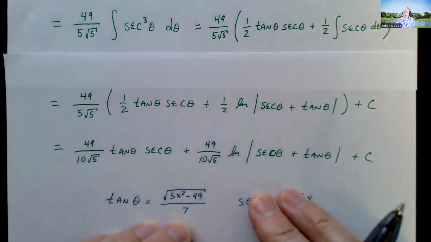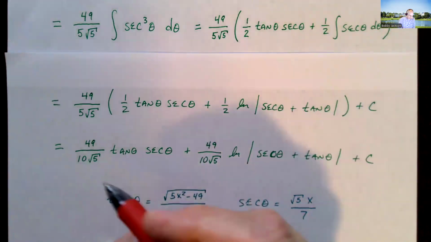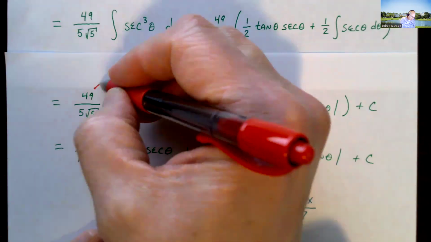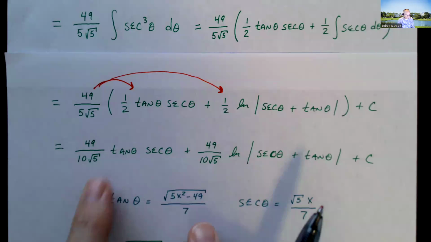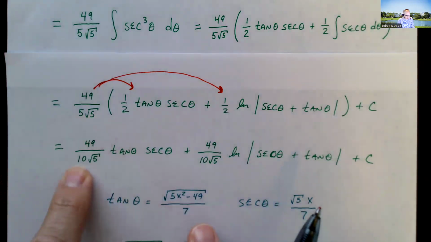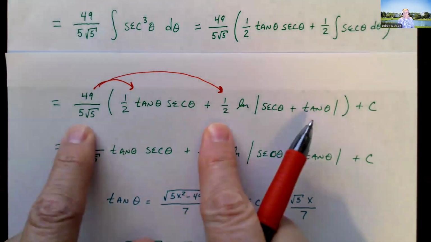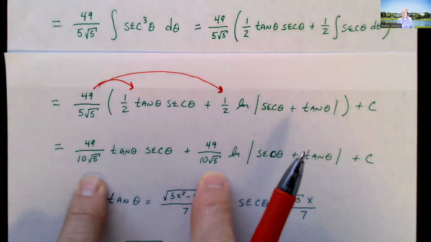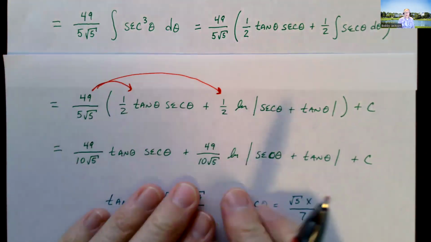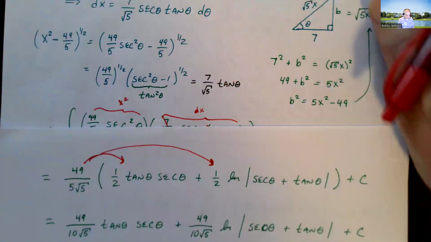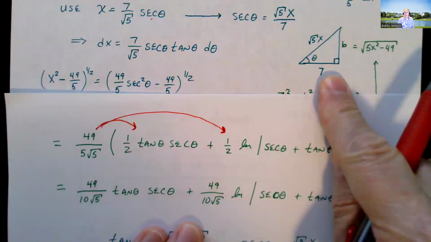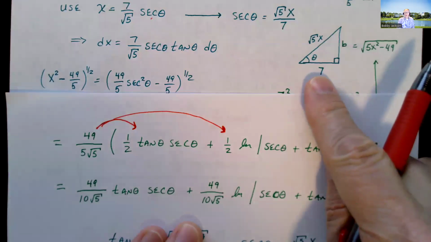I'm going to do a little bit of cleaning up here. First of all, I'm going to distribute through this constant multiple. And of course, the 2 times 5 gives me a 10 down there, and in both cases, actually, because I'm multiplying by 1 half each time. Now, we're ready to go back to the variable x. So remember how we do that. We go back to our right triangle, and we need to know what tangent and secant are.